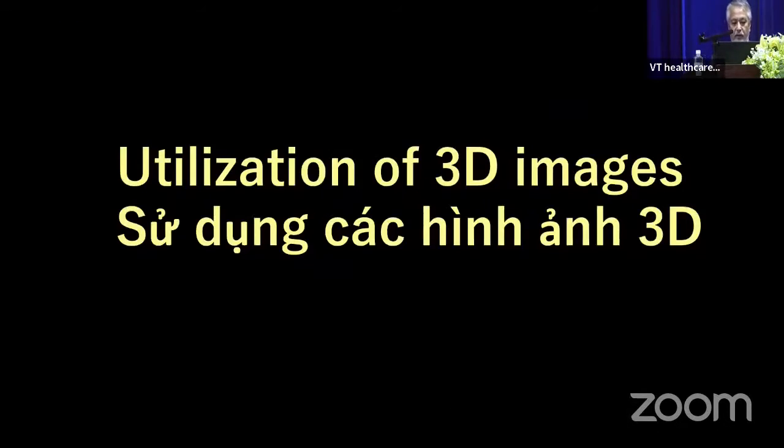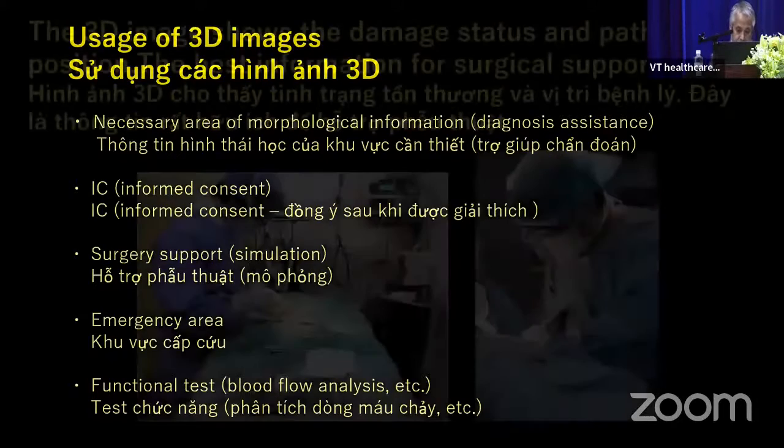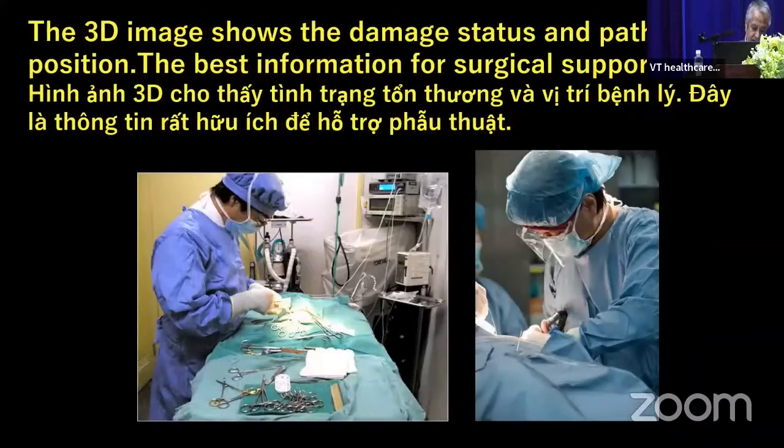Visualization of 3D image. 3D images are used for diagnosis assistance in areas requiring morphological information, informed consent, surgical support, and analysis of emergency areas and functional tests. The 3D image is the most suitable information for surgery or treatment by grasping the damage situation and the pathological condition position.